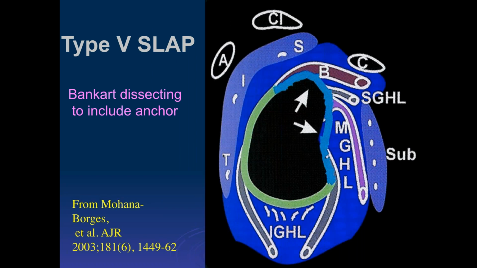Why don't we stop here, and we'll pick up. Those are the first 4 types of SLAPs, the ones that almost all orthopedic surgeons recognize. And then let's go into the more esoteric varieties of SLAP lesions on Monday. Okay? Any questions?